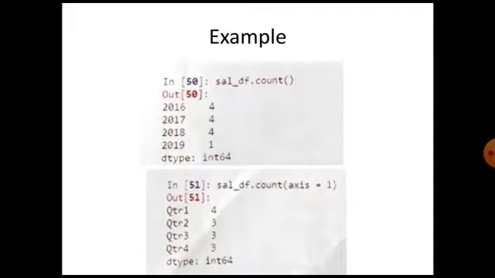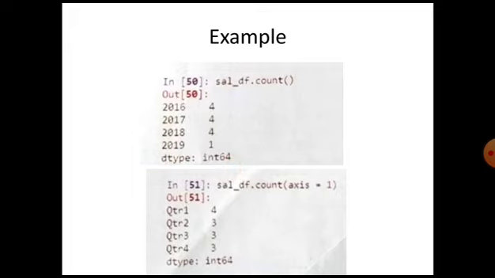So how does it work? Here we have the example sdf.count. I have not given any argument in the count function, so it works along axis 0, which is column wise. For the first column 2016 it gives 4, 2017 gives 4, 2018 gives 4, and 2019 gives 1, because 2019 has only a single value with 3 NA entries, so it counts only the values, not the NA entries.